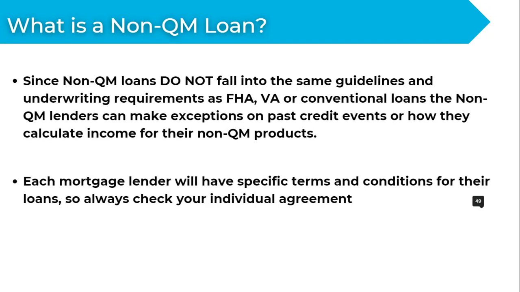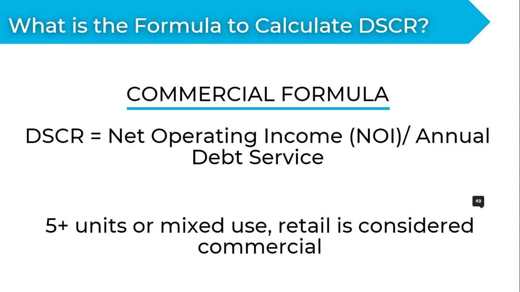And since non-QM loans don't fall into the same guidelines and underwriting requirements as FHA, VA, conventional, non-QM lenders can make exceptions on past credit events or how they calculate the income for their non-QM products. And then each mortgage lender will have specific terms and conditions for their loans, so you always want to check your individual agreement.